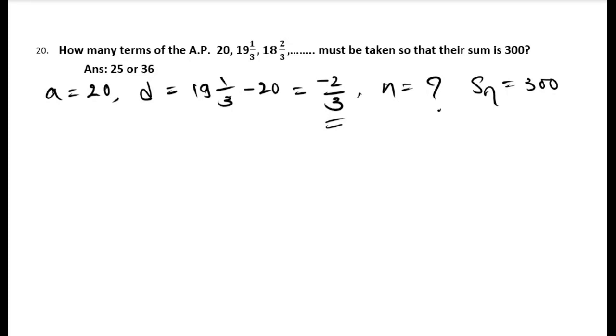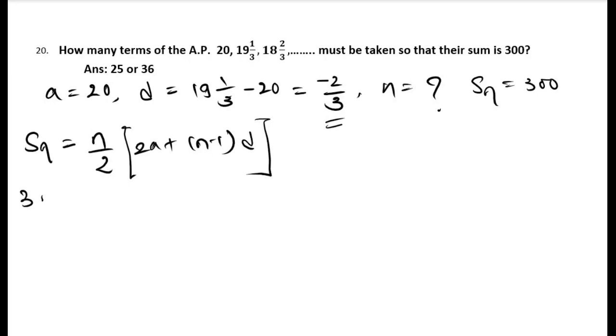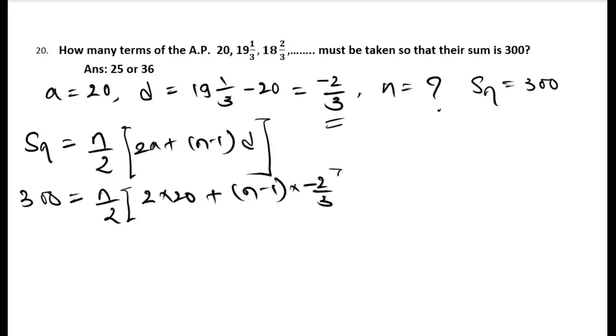So we have to take the formula for the sum of n terms, which is equal to n by 2 bracket 2a plus n minus 1 into d. 300 is equal to n by 2 bracket 2 into 20 plus n minus 1 into d, where d is minus 2 by 3.